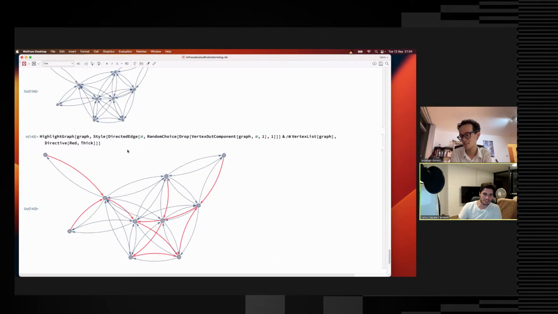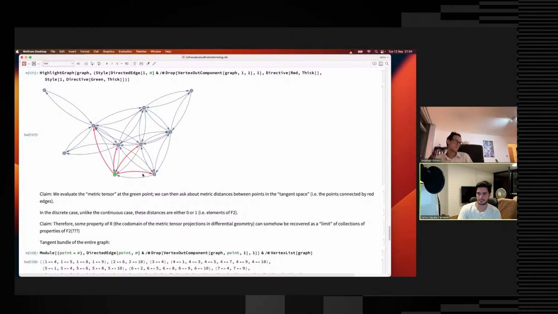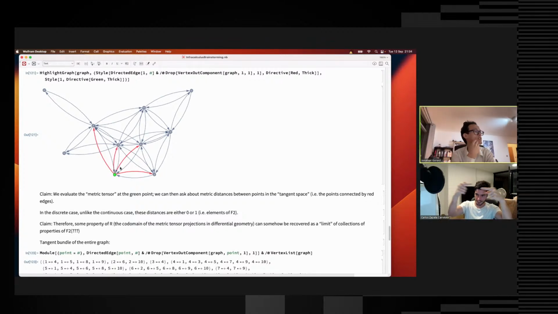I don't know if it's obvious, but given a tangent space, the natural tangent space induced by a metric structure, the question is as follows: if we specify two of those red edges, can we assign an F2 value to them? I would say there's a natural answer, which is, are they commutative in the graph or not? That's a binary question with a binary answer. By commutative I mean, do they point to two vertices that are connected via the metric?